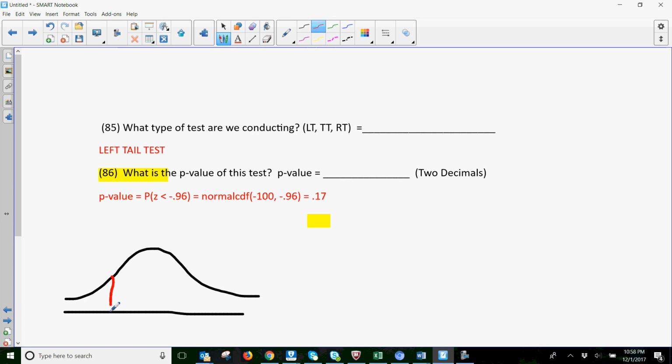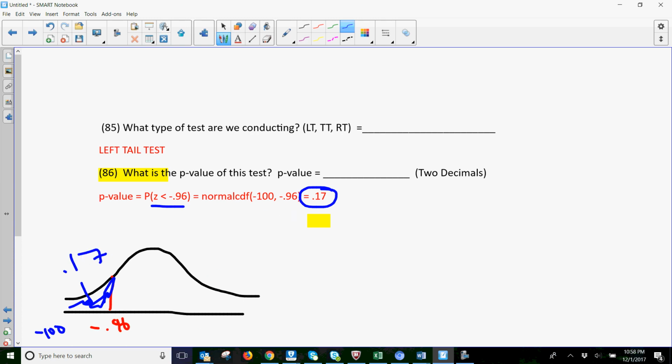So this was negative 1.96. Our p-value is the probability that it's less than that. So we use negative 100 as the lower bound, which should be sufficient, and our negative 1.96 as the upper bound. When we calculate that, we get 0.17. That means this area right here is 0.17.